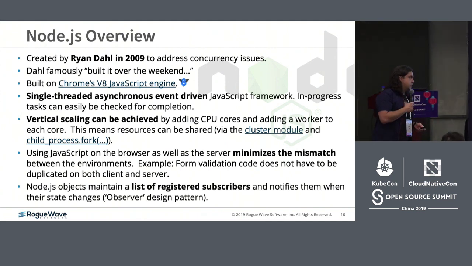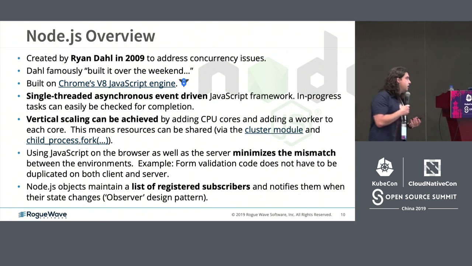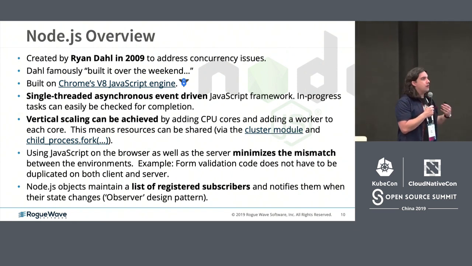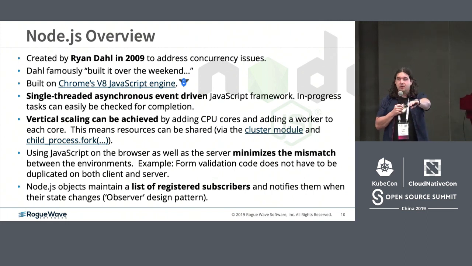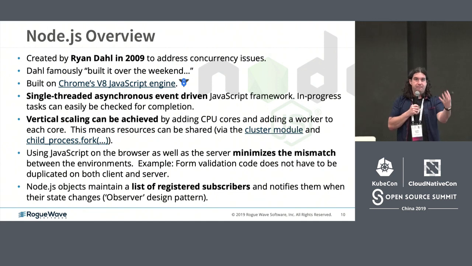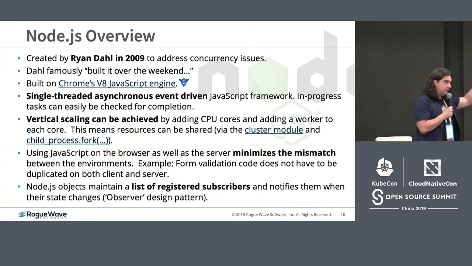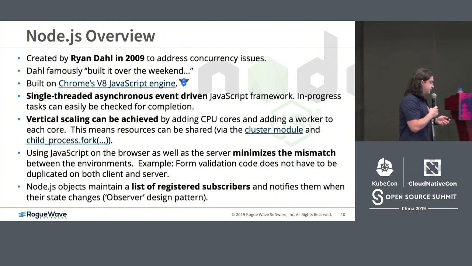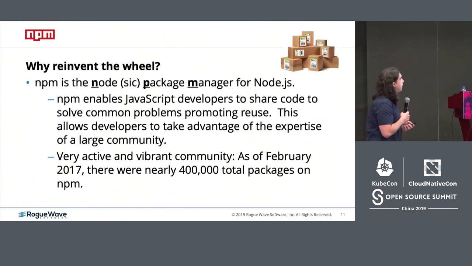There's a list of registered subscribers, which are basically just node processes, and they are notified when their state changes. Okay, so you have a pub-sub or a topic-like pattern happening between worker nodes and a master node, and that master node is able to communicate down to the worker nodes, and the worker nodes can communicate back up to the master using a topic kind of pub-sub methodology.